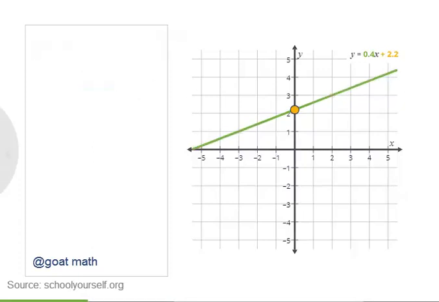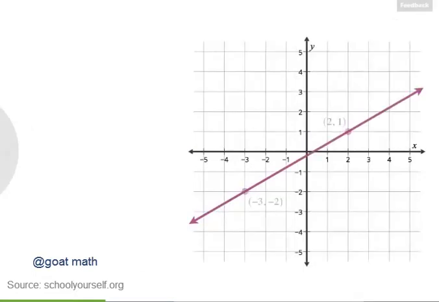Exactly, so the line that passes through -3, 1 and 2, 3 is y equals 0.4x plus 2.2. Using slope-intercept form, finding this equation was tough. Let's see if there's a better way to determine the line that passes through two specific points.